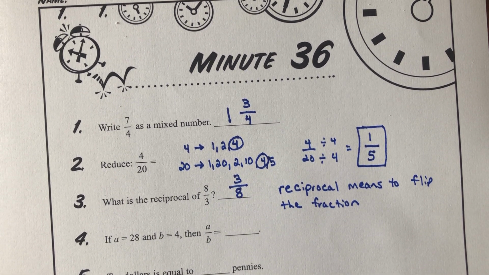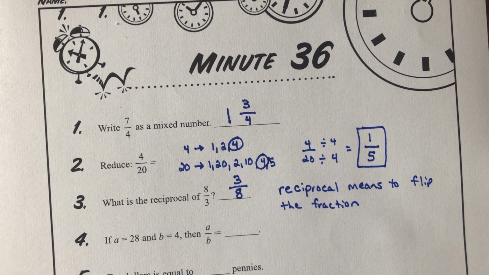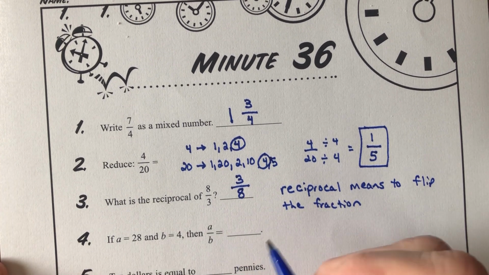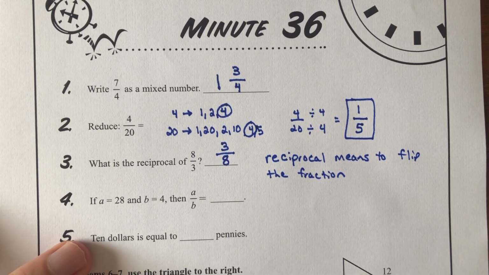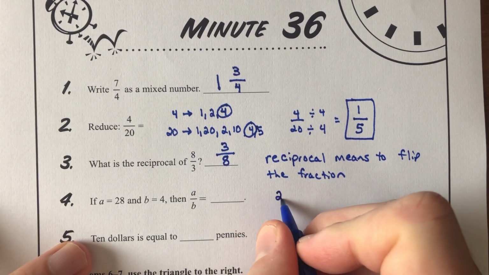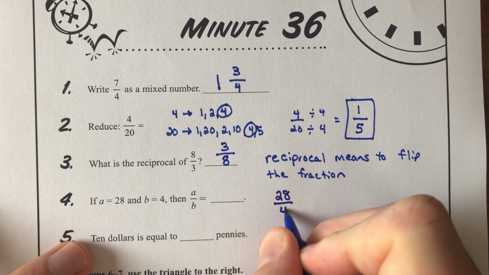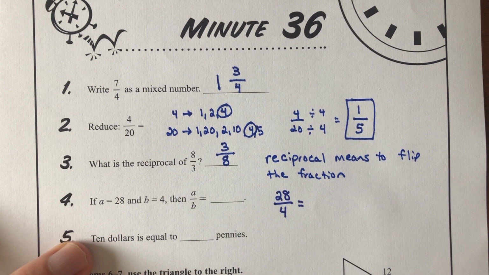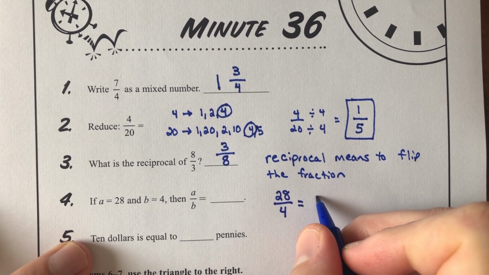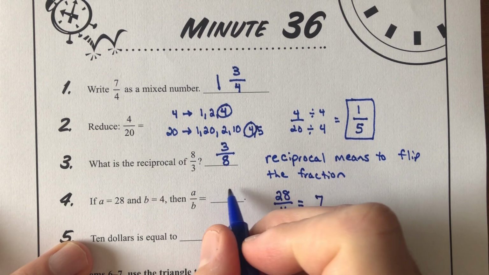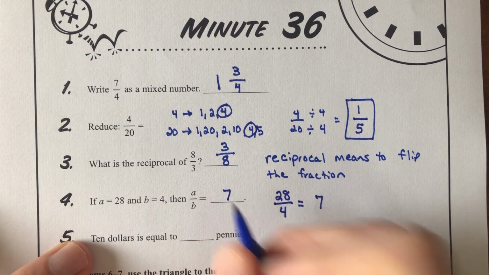Number 4, if a equals 28 and b equals 4, then what is a over b? And remember, this line here means divide. So this is just a division problem. 28 divided by 4. If I use the calculator, it would give me 7. So 28 divided by 4 is 7.